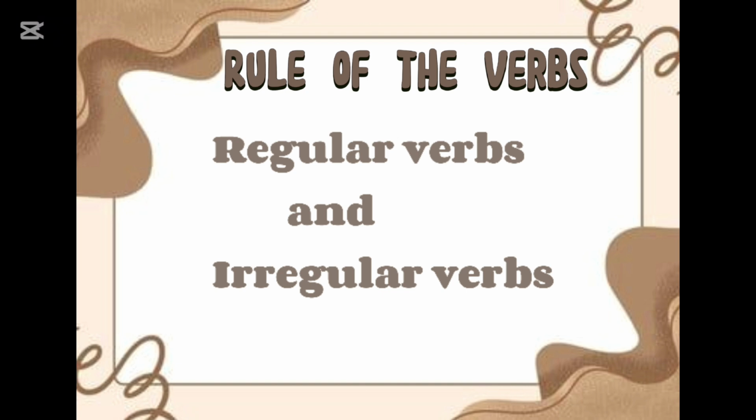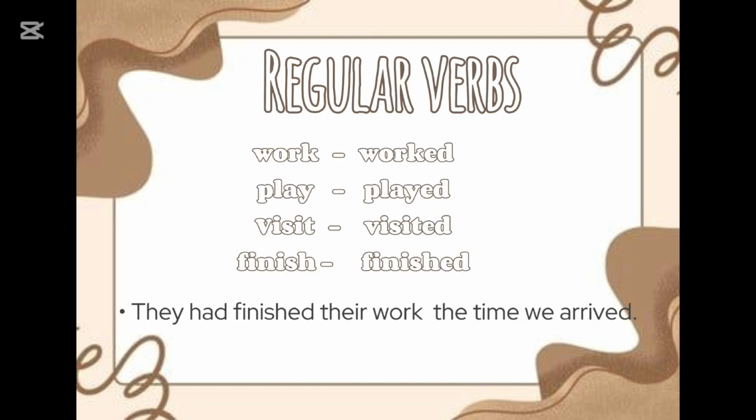Rule of the verbs: regular verbs and irregular verbs. Regular verbs. When the verb is regular, add -ed to the end of the verb. For example, work, worked, play, played, visit, visited, finish, finished. For example, they had finished their work by the time we arrived.